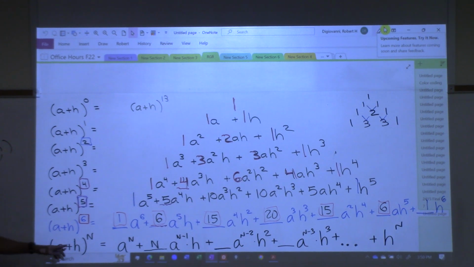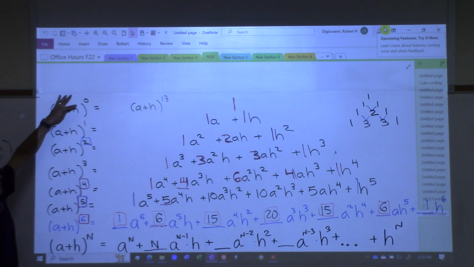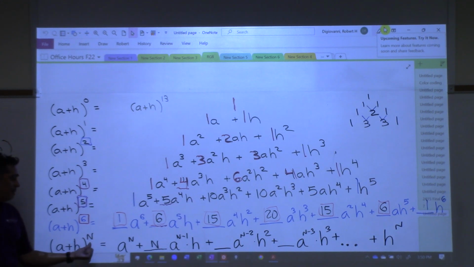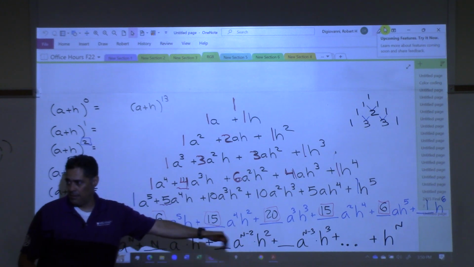n is just going to be a positive integer, or non-negative integer. So it's either 0, 1, 2, 3, 4, 5. So I'm coming up with a generic formula, so that if I ever see a plus h to the nth power, I can actually write it like that.